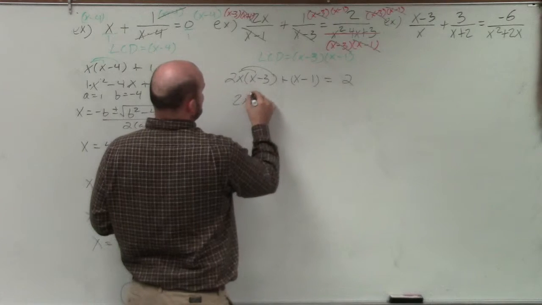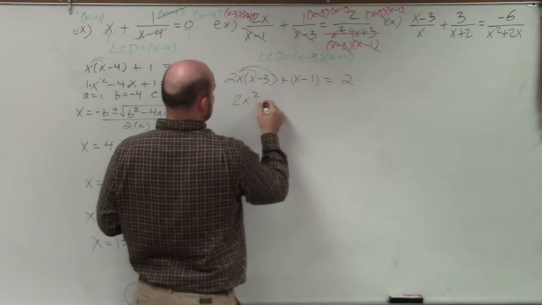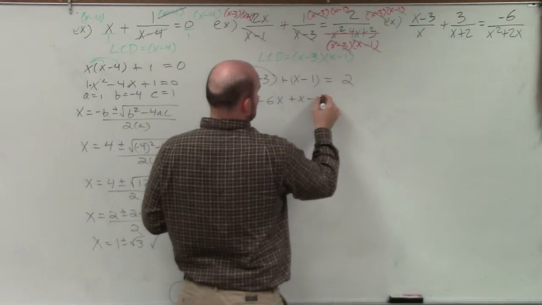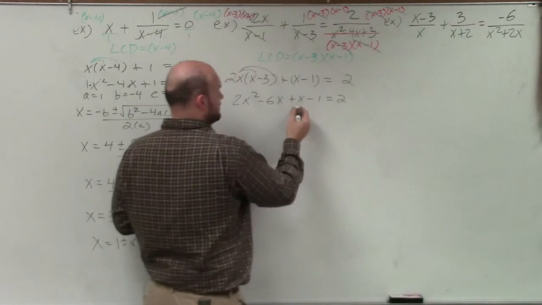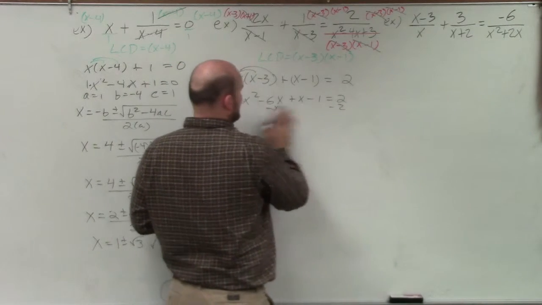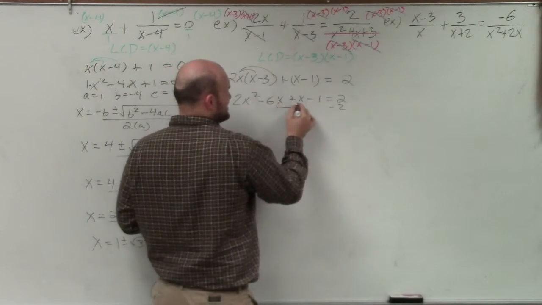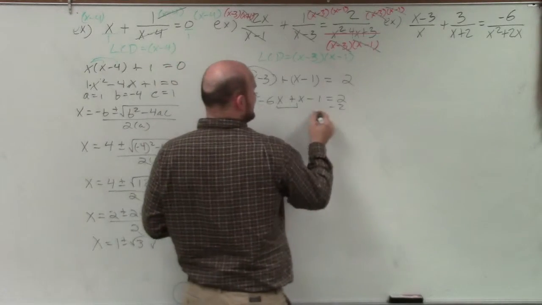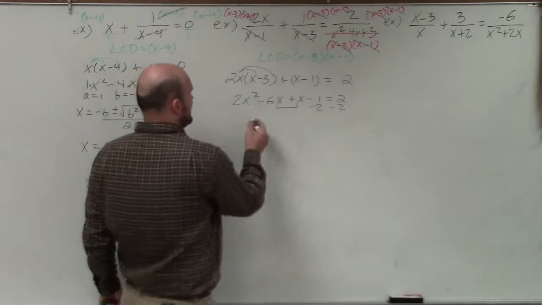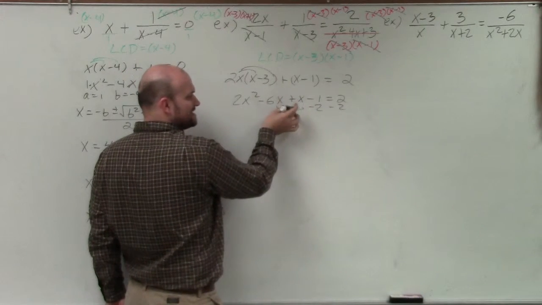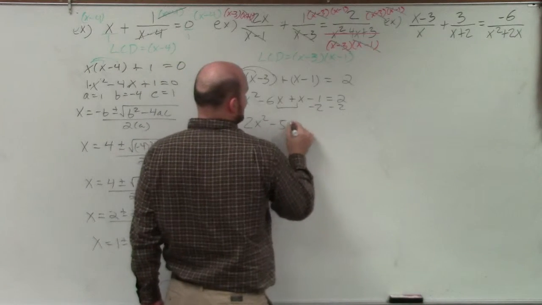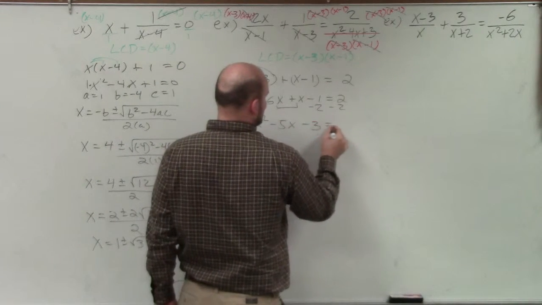So I have 2x squared minus 6x plus x minus 1 equals 2. Well, I can simply subtract the x here and subtract the 2. Oops, whoa, what am I doing? These are on the same side, so you can just combine them. But here, I have to subtract my 2, because now, again, I have a quadratic that I want to solve. Since they're on the same side, I just combine those, but I want to set it equal to 0. So I have 2x squared minus 5x minus 3 equals 0.